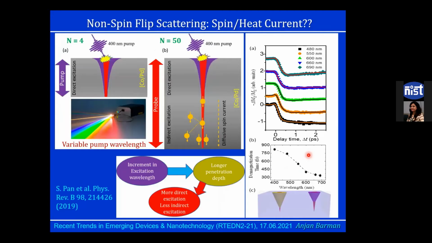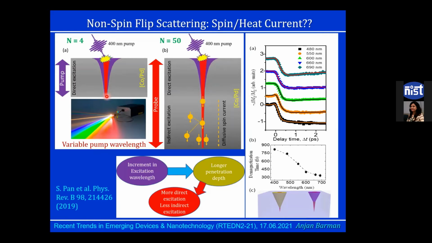And from this, we generated a model in which, in addition to the direct interaction, you have the pump and probe. The purple line, or the blue curve, is the pump, which is 400 nanometer, whereas the red one is the probe, which is 800 nanometer. So here, both of them actually penetrate down to the same volume, and so you are actually measuring the uniformly excited region of the sample. So here you have only the direct excitation.